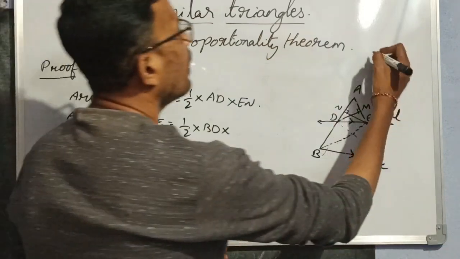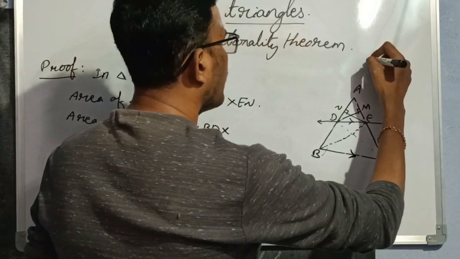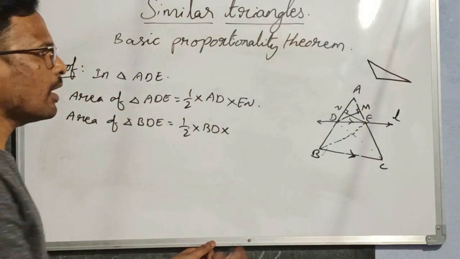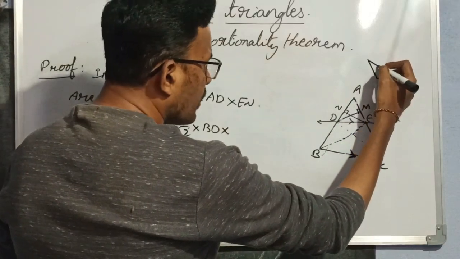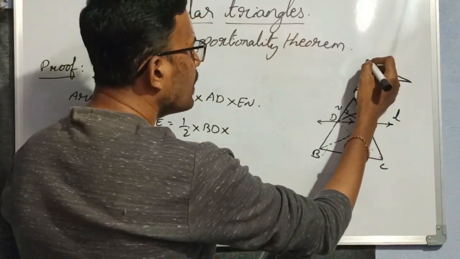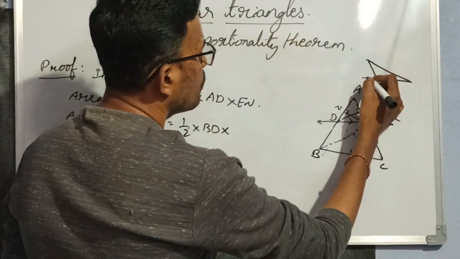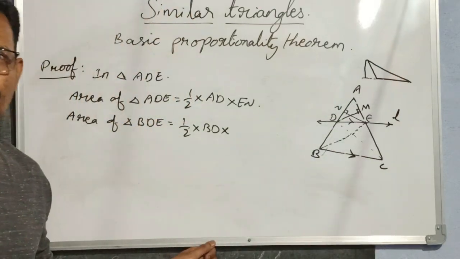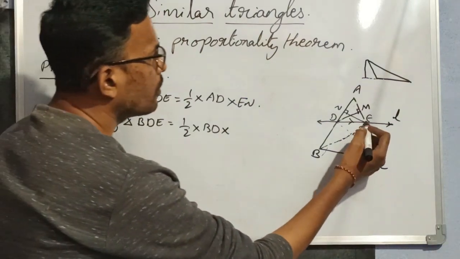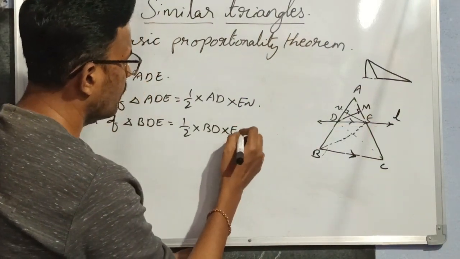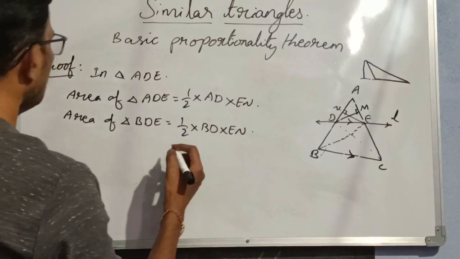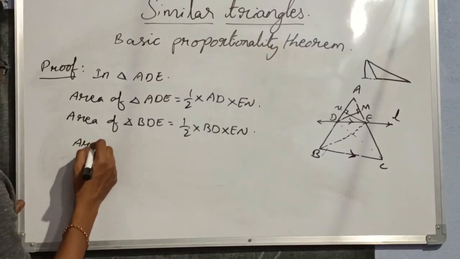Why? Because see here, if I draw an obtuse angle triangle, how can I take the height? From here I can consider, from this length to this length. So here I should take the height outside only. So here also I should take the height as EN. Now I am dividing these two.